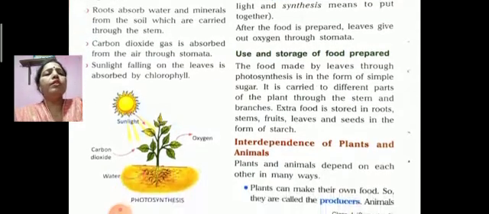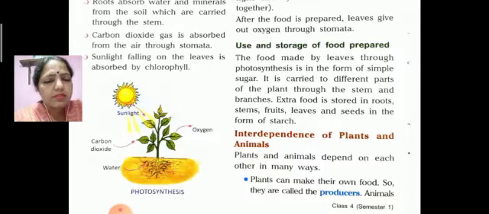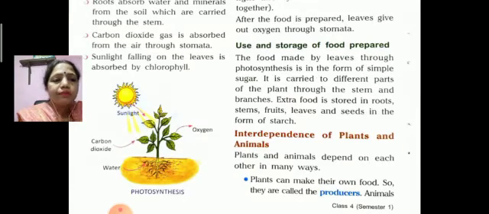Okay. Now we will learn about the interdependence of plants and animals. Firstly, before that you can see the picture of a plant, the sunlight, oxygen, carbon dioxide and water. This process is called photosynthesis. Now we come to the interdependence of plants and animals. Plants and animals depend on each other in many ways. Plants can make their own food, so they are called producers.